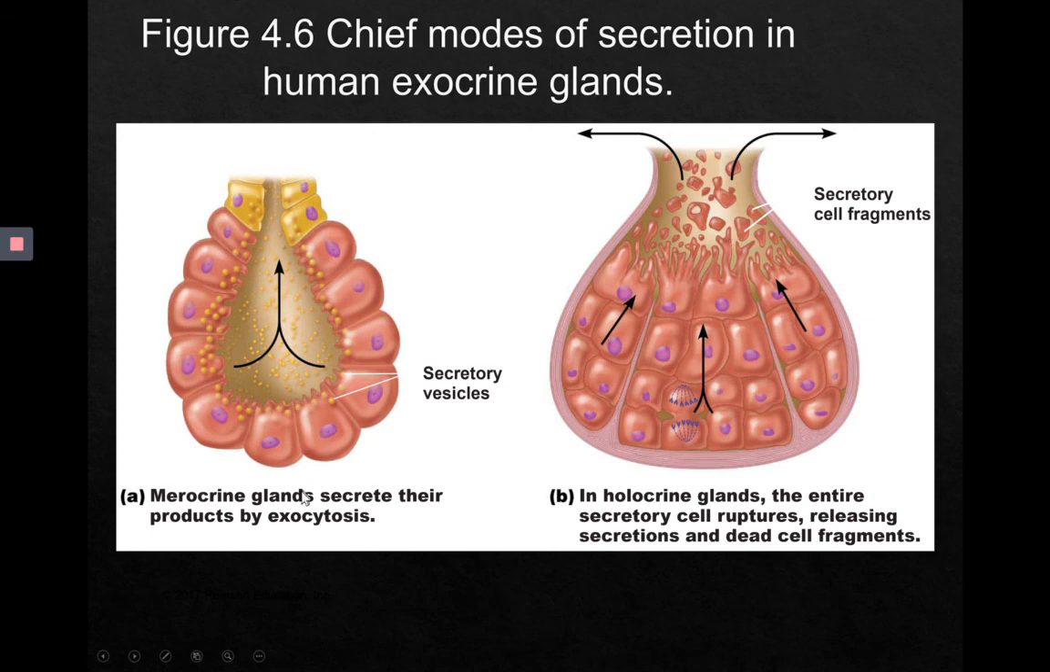So merocrine glands merely secrete, holocrine glands rupture. With merocrine glands, you get just the secretion to the duct. In holocrine glands, you get secretion plus dead cell fragments to the duct.